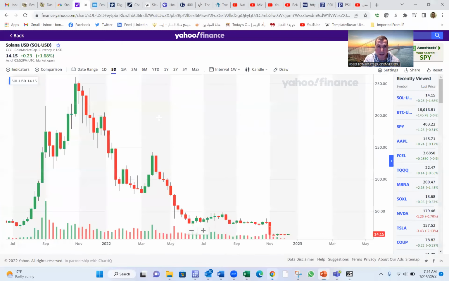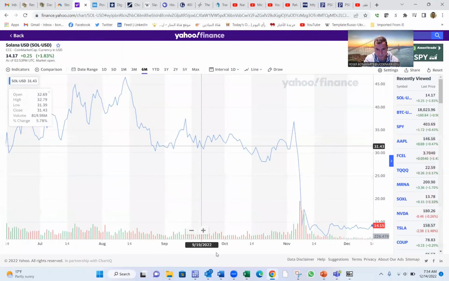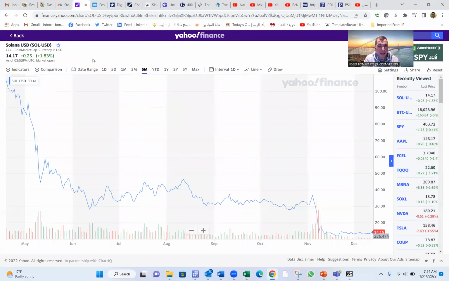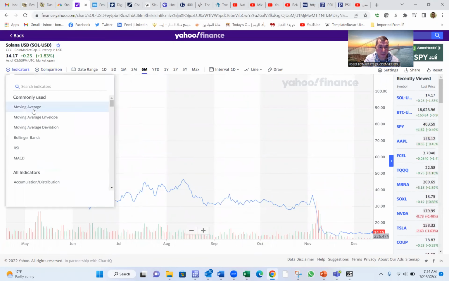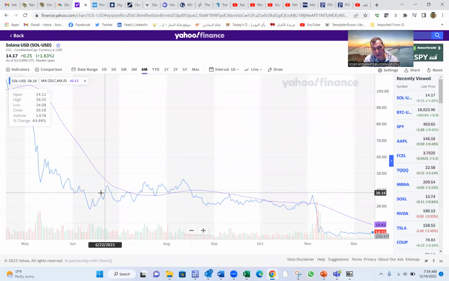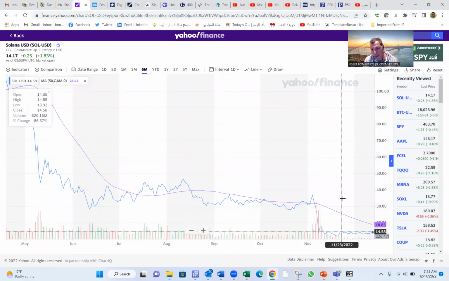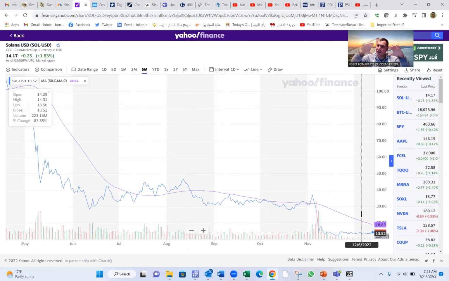I'm going to go again and make a line chart, 3 months, 6 months. And now I'm going to add an indicator called moving average, and I'm going to use a 50-day moving average. You can see the price of the coin is fluctuating, but the moving average smooths the price. So we can see the price going down, flat, and then going down again. It's smoothing all of this noise you have in the price. It clears the noise and makes it clearer for you to understand.